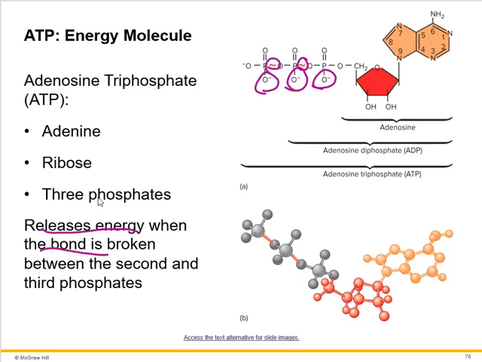It's the Goldilocks of the energy molecules. It has just the right amount of energy to do the work in the cell. Not too much, not too little, just right. And that's a picture of the ball and stick model of adenosine triphosphate.